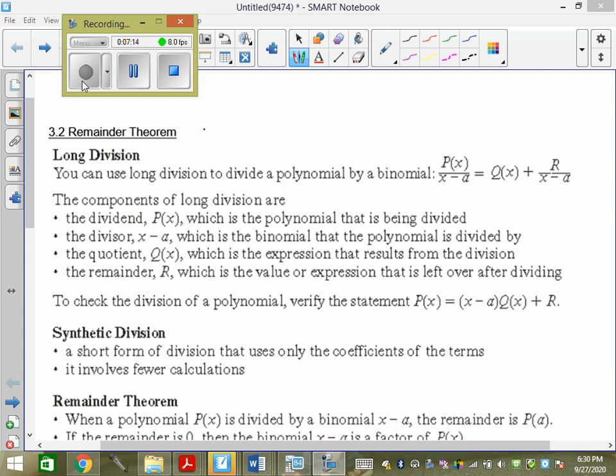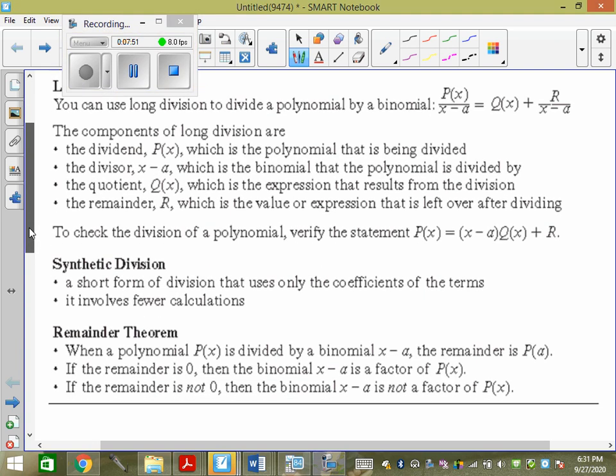The components of long division are the dividend, p of x, which is the polynomial that is being divided; the divisor, x minus a, which is the binomial that the polynomial is divided by; the quotient, q of x, which is the expression that results from the division, or the answer; and the remainder, r, which is the value or the expression that is left over after dividing. To check division of a polynomial, you can verify the statement that the polynomial should equal the binomial times the quotient plus the remainder. So you should be able to get your polynomial back.